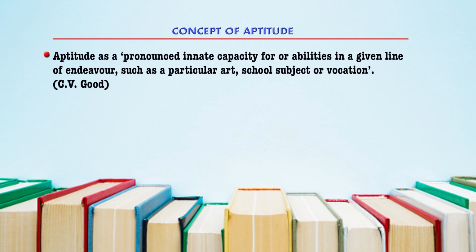Further, if I give you the definition or the meaning of aptitude, I can give the example of C.P. Good: aptitude as a pronounced innate capacity for or ability in a given line of endeavor, such as a particular art, school subject or vocation. You can't say that all are good in all the areas, in all the subjects. Rather, many a time you will find that in this world of work, many vocations are there. Okay. A craftsperson, let's say a person who is doing woodwork, may not be good in other areas of craft, but he is very good in woodwork.